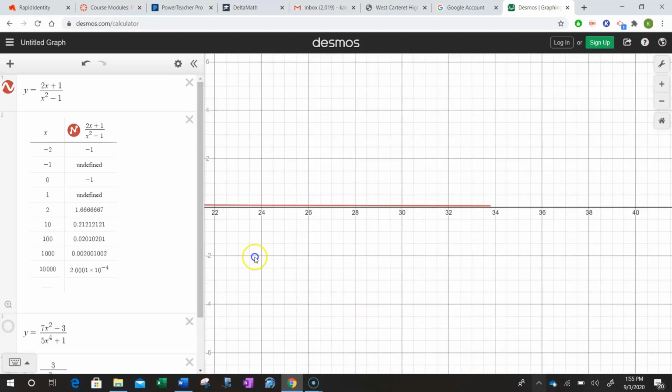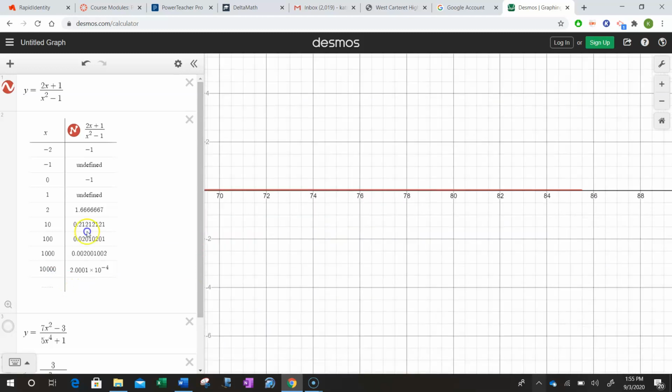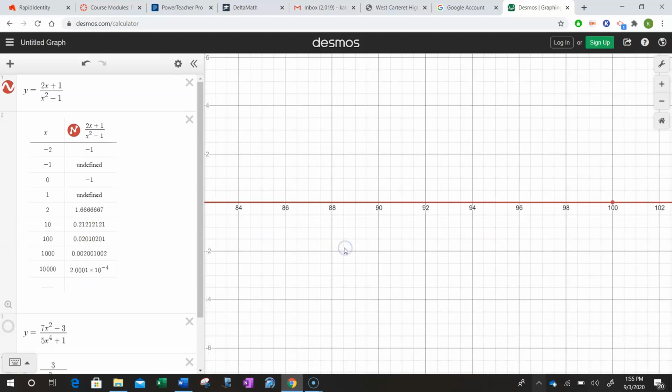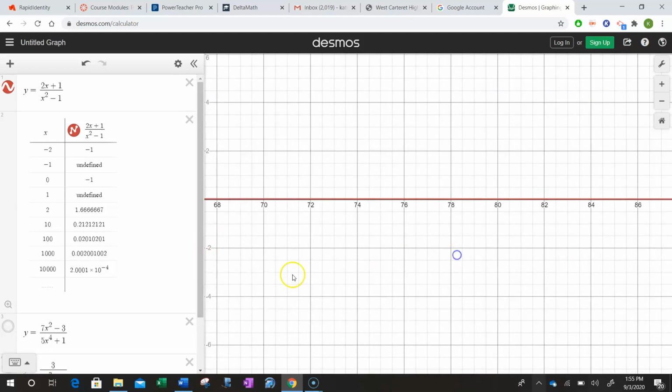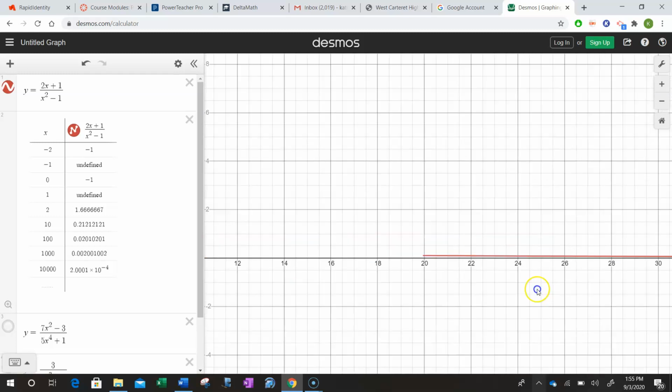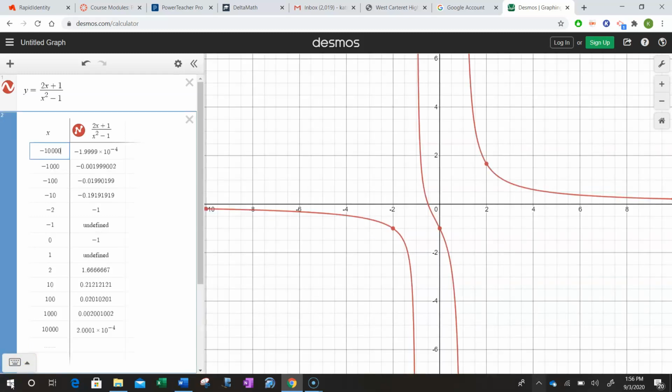You can also drag your graph this way, and as we drag, we can see that it seems to be getting closer and closer to 0. We can do the same thing for the left side. Let me drag this back real quick. As we go towards negative infinity and look at bigger negative values of x, our y values are also getting closer and closer to 0. The only difference is that they're approaching 0 from the negative side. So we can clearly see that this one has a horizontal asymptote at y equals 0.